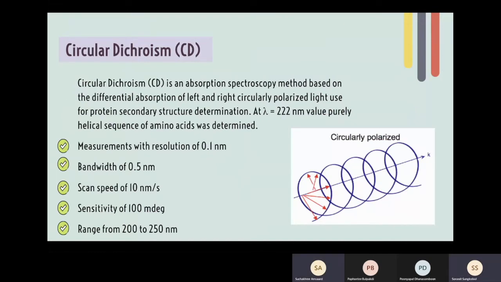For circular dichroism, this is a method to determine the protein's secondary structure. It is based on the differential absorption of left and right circularly polarized light. Next slide, please.